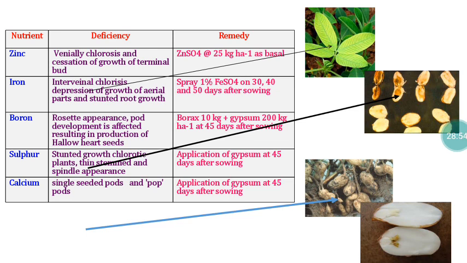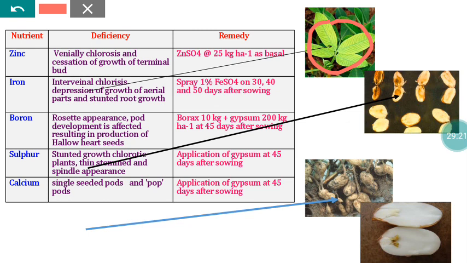Similarly, iron deficiency is the opposite, that is interveinal chlorosis. Here the vein alone is green in color, whereas the remaining area is yellow in color. This also causes problems with photosynthesis and photosynthate production. To overcome these problems, we have to spray 1% ferrous sulfate on the 30th, 40th and 50th day after sowing.